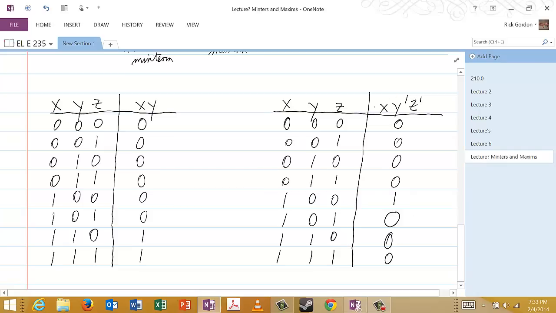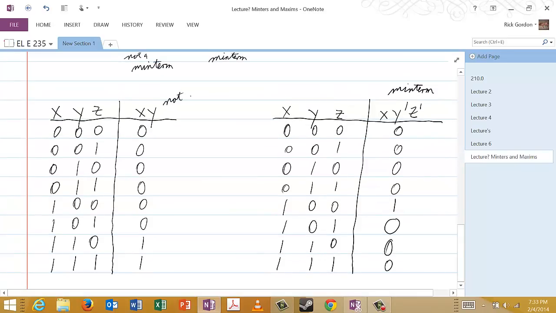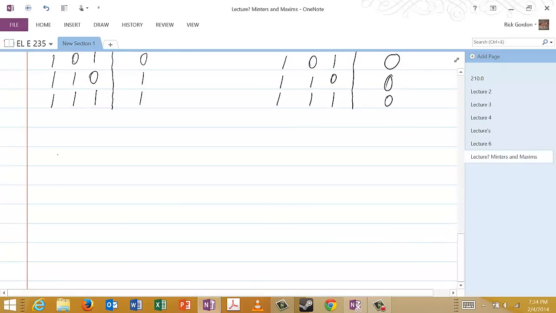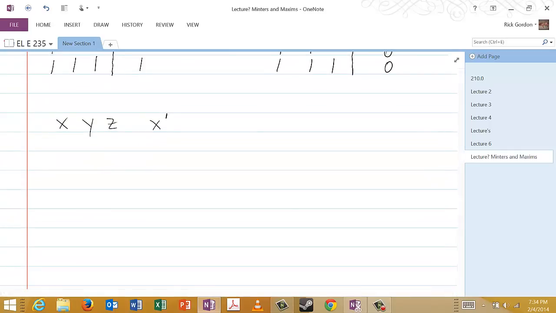The difference that we notice when we look at these two truth tables is that the truth table for x, y prime, z prime, which is a minterm, yields a value of 1 under only one circumstance. But when we have this other term, it yields a value of 1 under more than one circumstance. Let me say this is not a minterm. And as another example, we could do something like this. If we said x, y, z, and let's say another example of something that's not a minterm would be x prime.